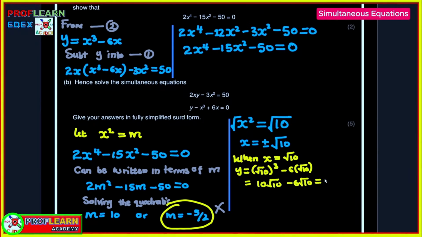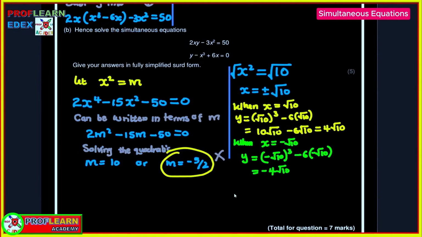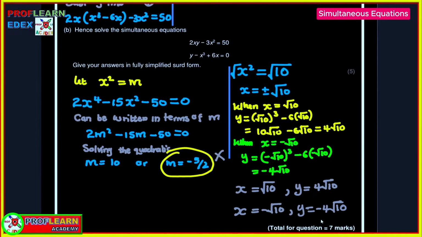4 root 10. And then when x equals negative root 10, we are going to substitute into the equation so that we can work it out, and that's going to be negative 4 root 10. Having this, we can go ahead and state the values and the answers that we got. We got 2 values of x and also 2 values of y.